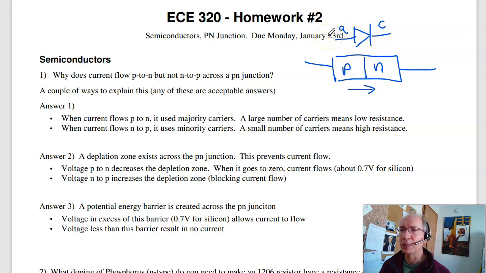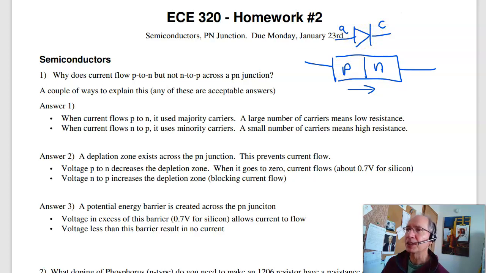How come? Well, there's a couple different answers. As far as I'm concerned, any of these are fine. As long as it makes sense to you, it works. One explanation is as current flows P to N, I'm using majority carriers. Since there are a large number of carriers, I have very low resistance. If I try to have current flowing backwards, I'm using minority carriers. There just aren't very many of them. Very few carriers means very high resistance. So essentially a diode is a variable resistor, low resistance P to N, high resistance N to P.